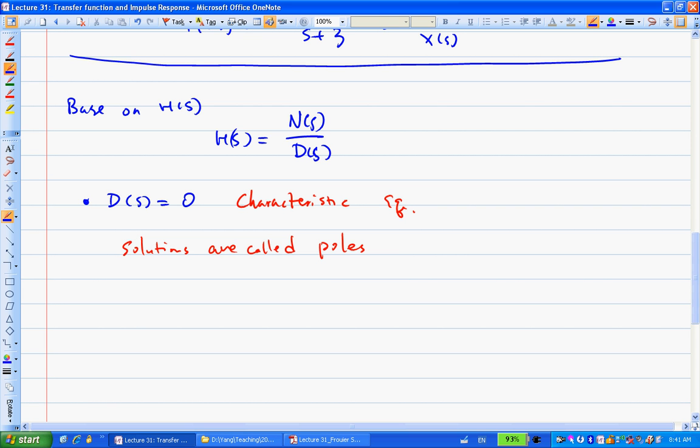Maybe let's just finish the next one, then we'll see this thing here. If I set the numerator to 0, this one you've never seen before, the solutions are called zeros.